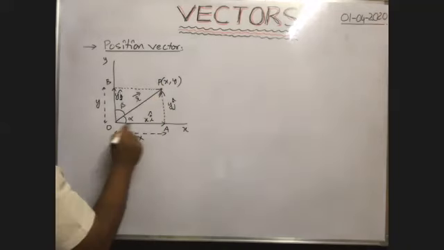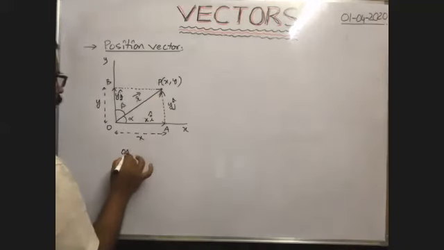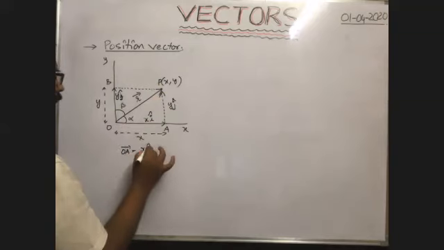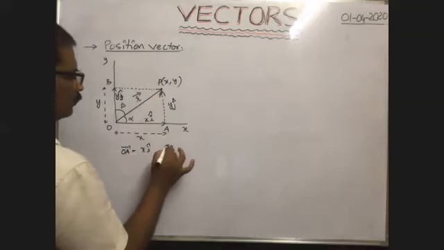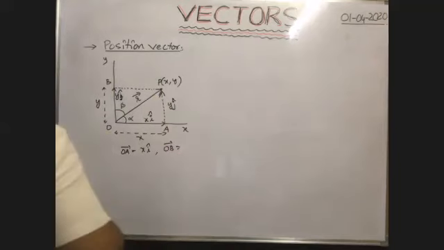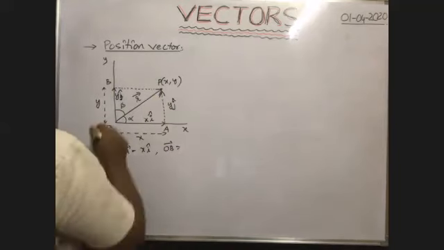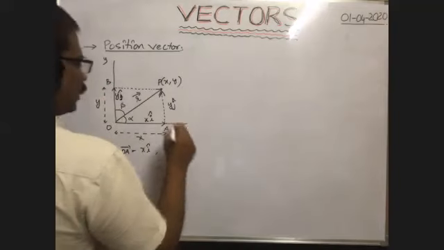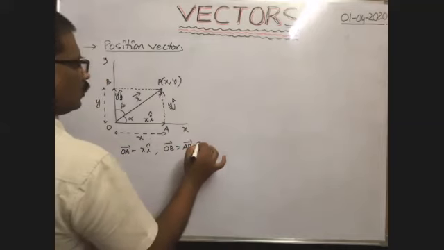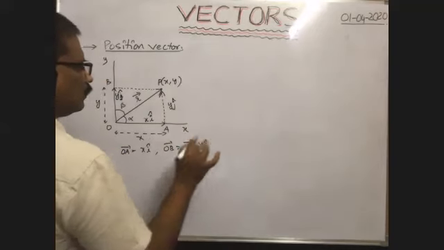Now there are two vectors, OA bar. What is OA bar? OA bar is equal to xi cap. Next, AP bar is equal to, of course, OB bar. AP bar and OB bar are both equal vectors. That's why OB bar is equal to AP bar, that is equal to y into j cap.